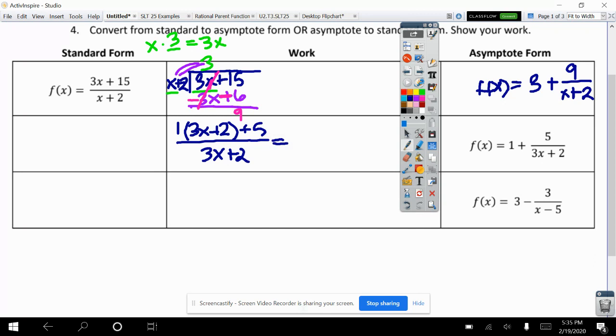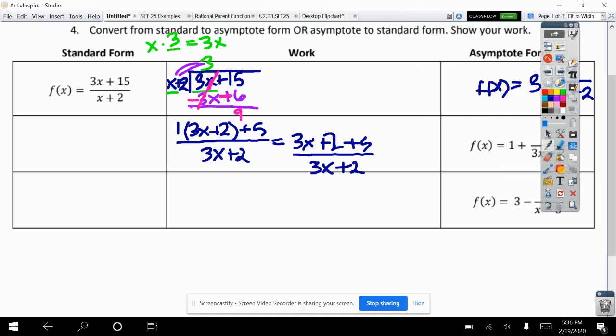Now with this, I just have to simplify. If I distribute the 1, I'm just going to end up getting 3x plus 2. Okay, let me write this a little lower. I get 3x plus 2 and then plus 5, divided by 3x plus 2. Okay, and then now I just have to simplify a little bit. 2 plus 5 gives me 7, so I get 3x plus 7 over, sorry, that does not look like an x.